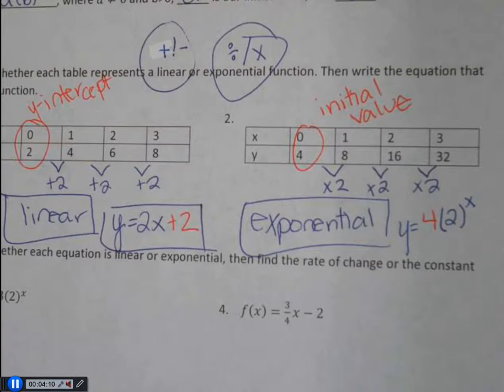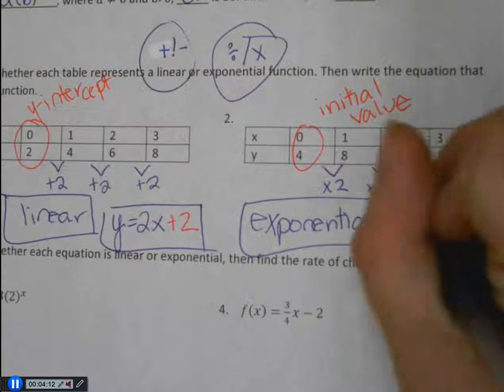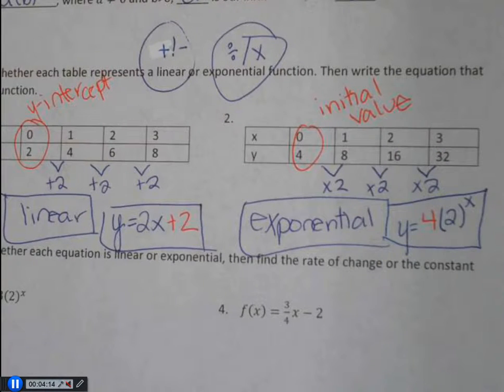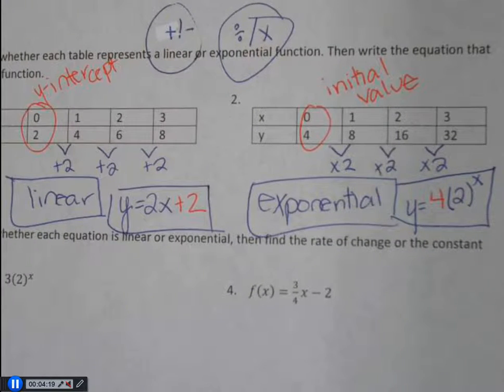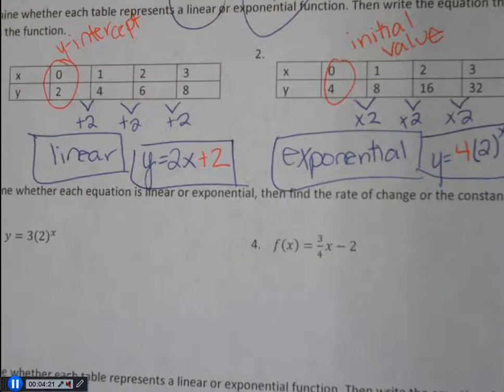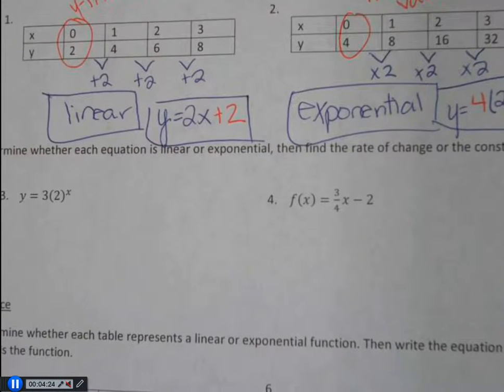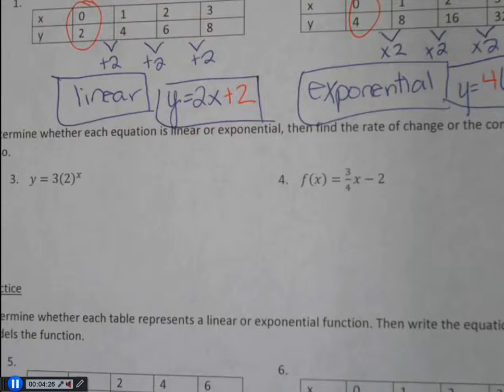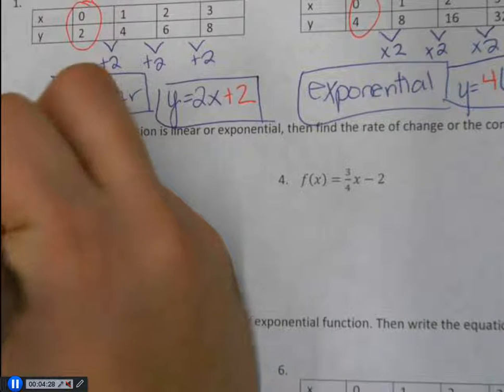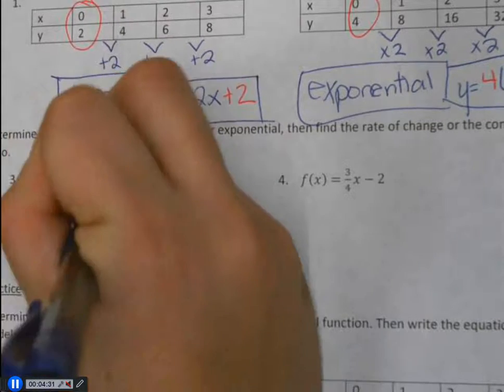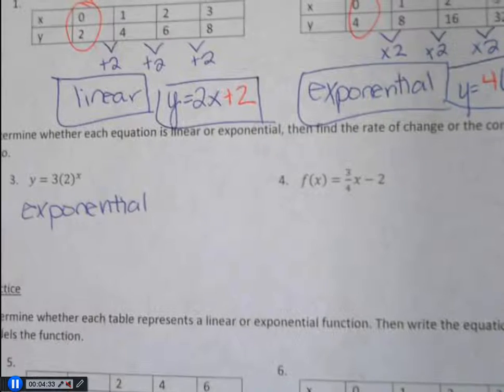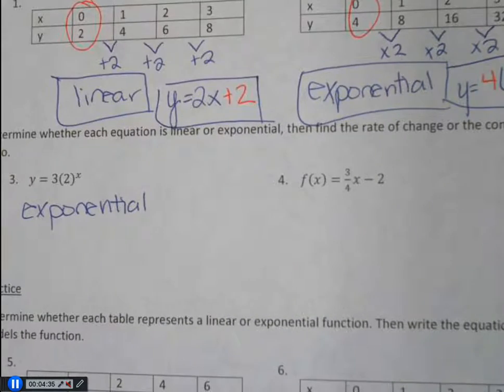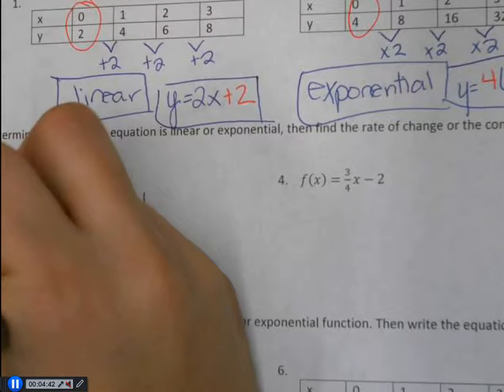Okay, so questions on the equation. Okay, so taking a look at number 3, is it linear or exponential? Exponential. And then I have to find my constant ratio. So what's the number I'm going to keep multiplying over and over again? 2. So my constant ratio here is 2.